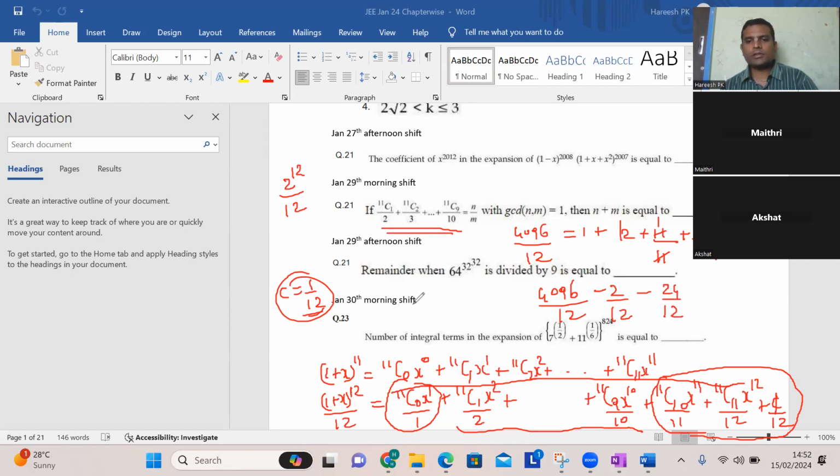So now when you subtract this, you'll get 40. How much? 70. Isn't it? From 96 you subtract 26. So you'll get 4070 by 12. And you can further simplify this. So this will be, how much? This will be 62035. Isn't it? That's all.